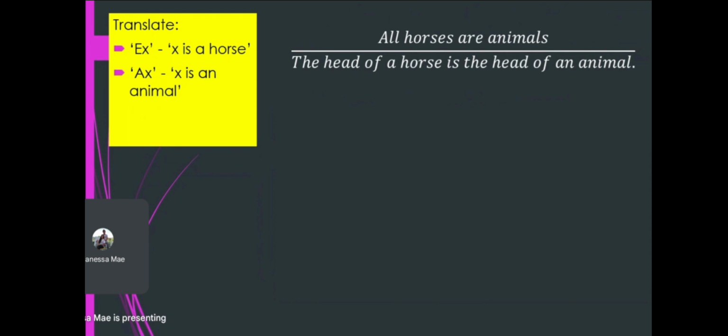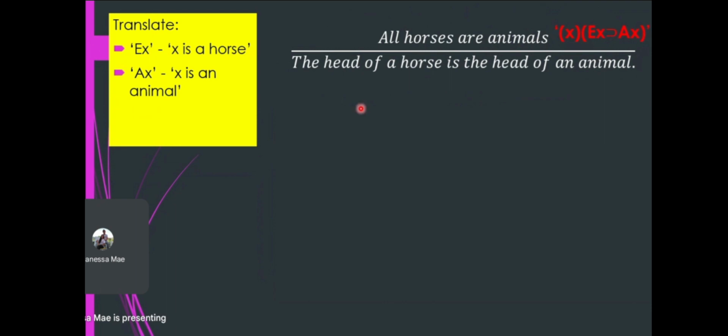Next, we translate our statement word by word. All horses, that means universal. So we express it as for all X, where X is a horse, EX. So for all X, EX implies AX. Meaning all horses are animals. So that is the premise. For the conclusion, the head of a horse is the head of an animal.